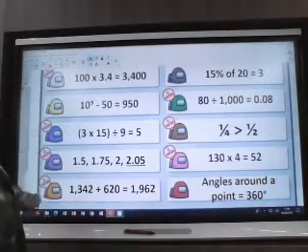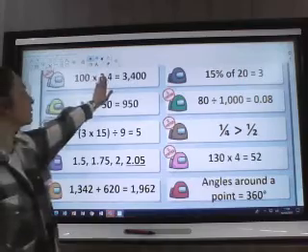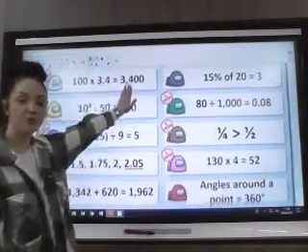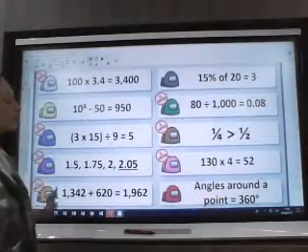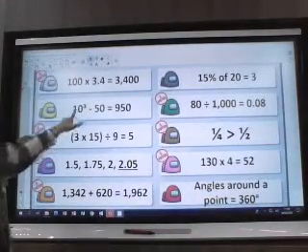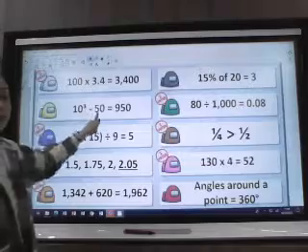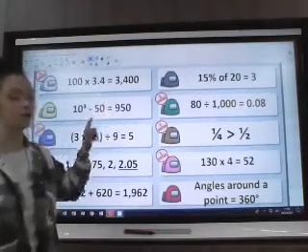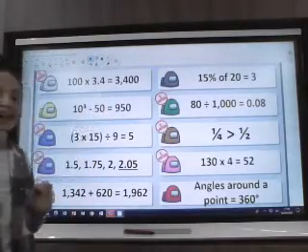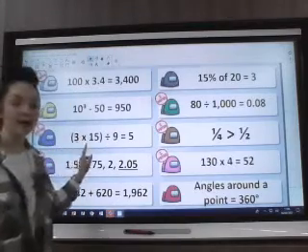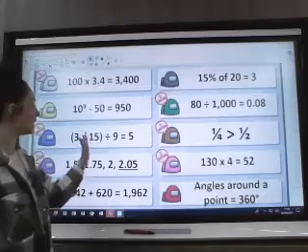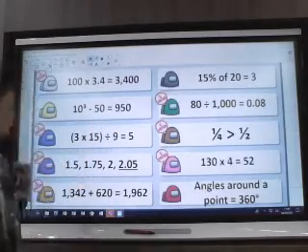So first one is 100 times 3.4 equals 3,400. Have a think whether that's right. If it's not, then they are an imposter. 10 cubed, take away 50, is 950. So think carefully about what 10 cubed is. This one then, we've got some brackets. So 3 times 15 divided by 9 is 5.